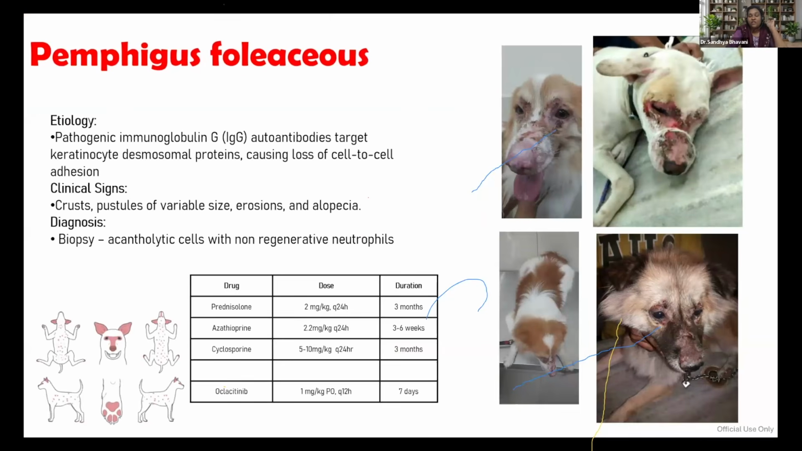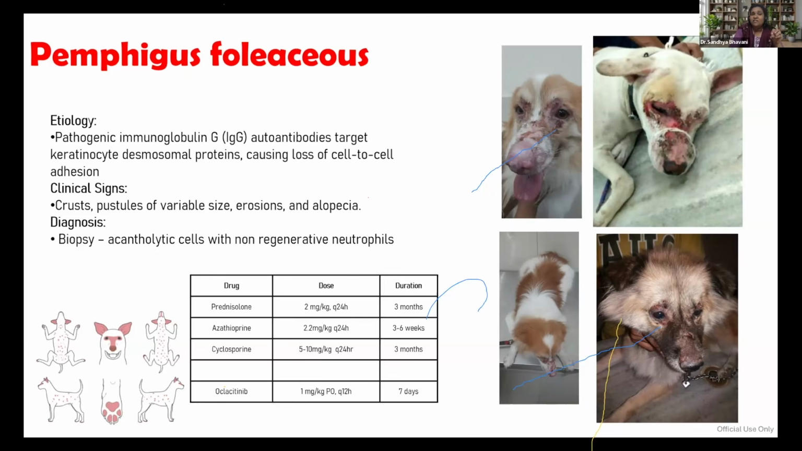This is one of the important disorders in dogs. There are different types of autoimmune disorders in both cats and dogs, but mainly we'll talk about dogs now. There are around 6 or 8 disorders. For pemphigus, there are 3 types: pemphigus erythematosus, pemphigus foliaceus, and pemphigus vulgaris. Of these, pemphigus foliaceus is the most common.